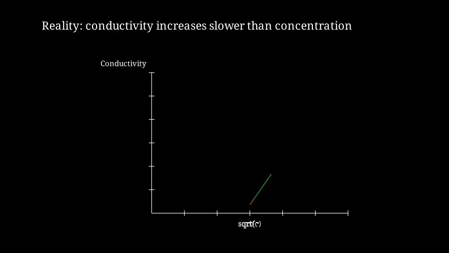When we plot conductivity versus the square root of concentration, the real behavior deviates from the ideal straight line, curving downward. There are actually two effects that reduce conductivity.